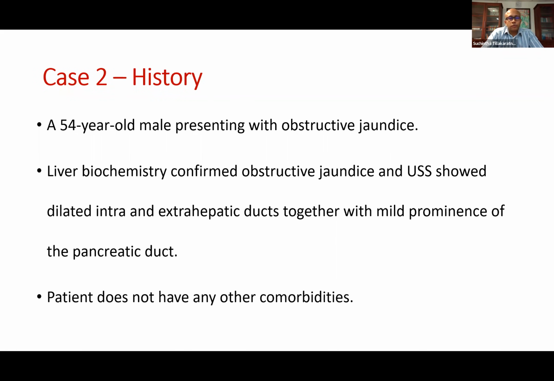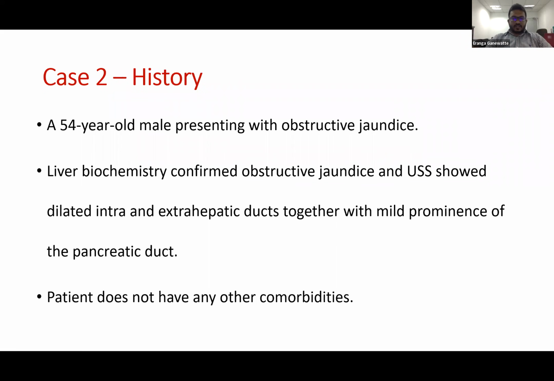This is a 54-year-old male patient who presented with obstructive jaundice, and liver biochemistry confirmed the jaundice. The ultrasound scan showed dilated intra and extrahepatic ducts together with mild prominence of the pancreatic duct. This patient does not have any other comorbidities. So, Ranga, how will we plan the investigations?